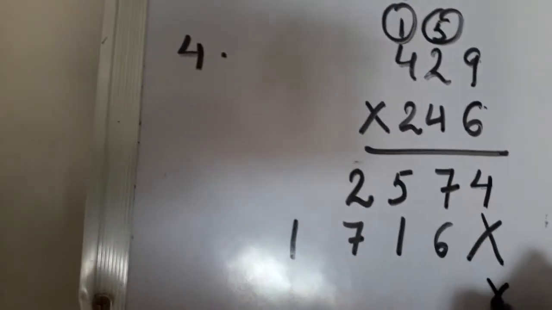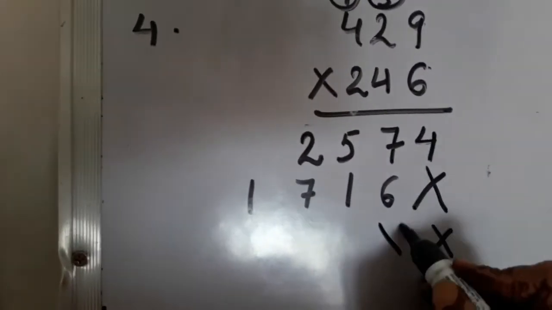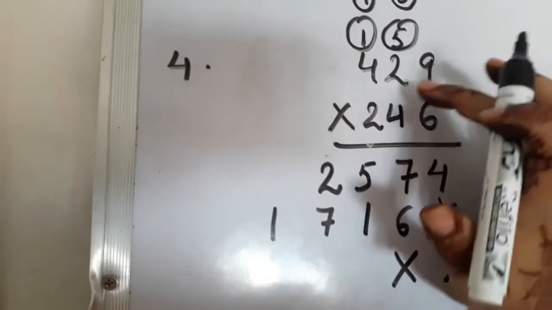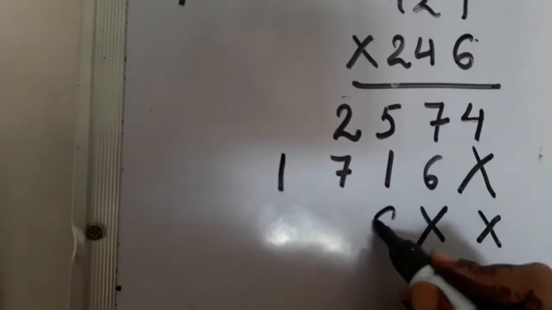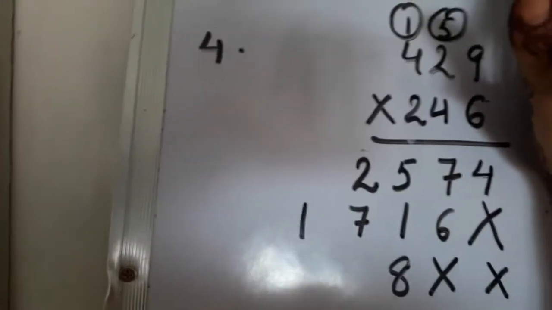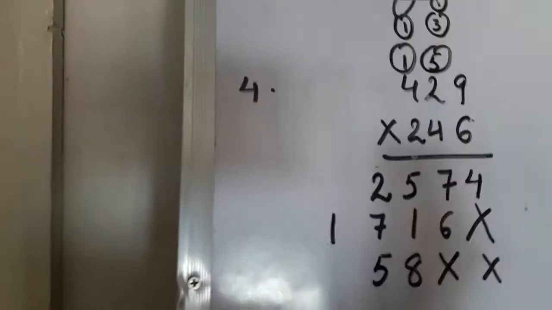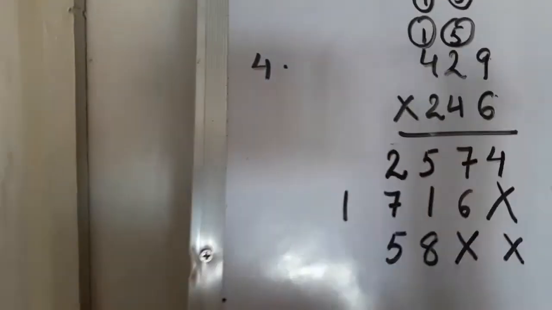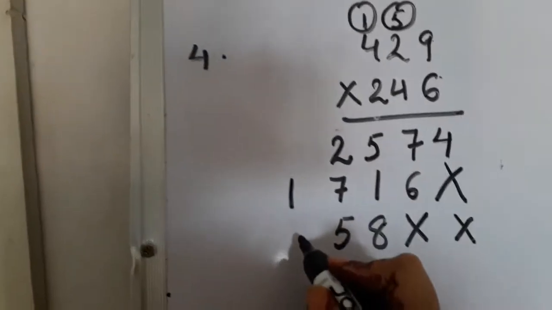Now again for moving towards the 2, I will put 2 crosses now in the next line. Right? Now 2 nines are 18. Then again 1 carry. 2 twos are 4. 4 plus 1, 5. Then write 5, and then 2 fours are 8, 8 plus 8, right?